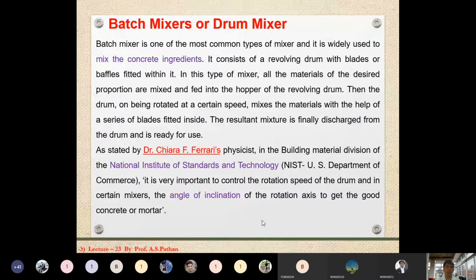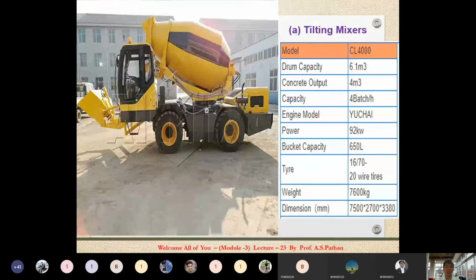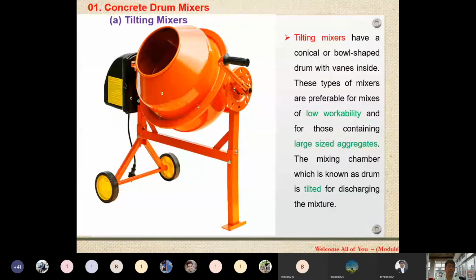Then these are the concrete mixers. We have the tilting mixers. Tilting mixers have a conical or ball shaped drum with vanes inside. These types of mixers are preferable for mixes of low workability and those containing large size aggregate. The mixers, what is happening?